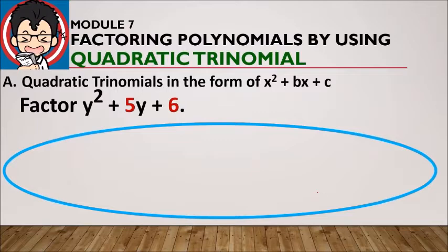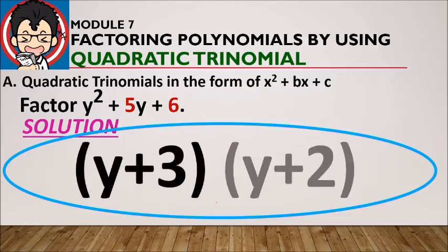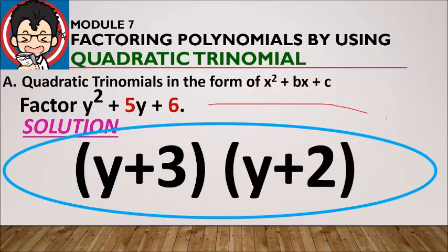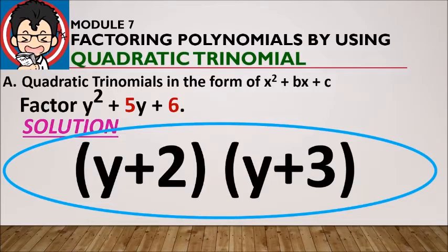If we fill in 3 and 2 in the two blank binomials we prepared, it will give us the final answer right away, which is y plus 3 and y plus 2. So those are the factors of our trinomial, y squared plus 5y plus 6. Eh paano kung ang sagot ko ganito? Tama pa rin ba yan? Y plus 2, y plus 3? The answer is yes, tama pa rin.